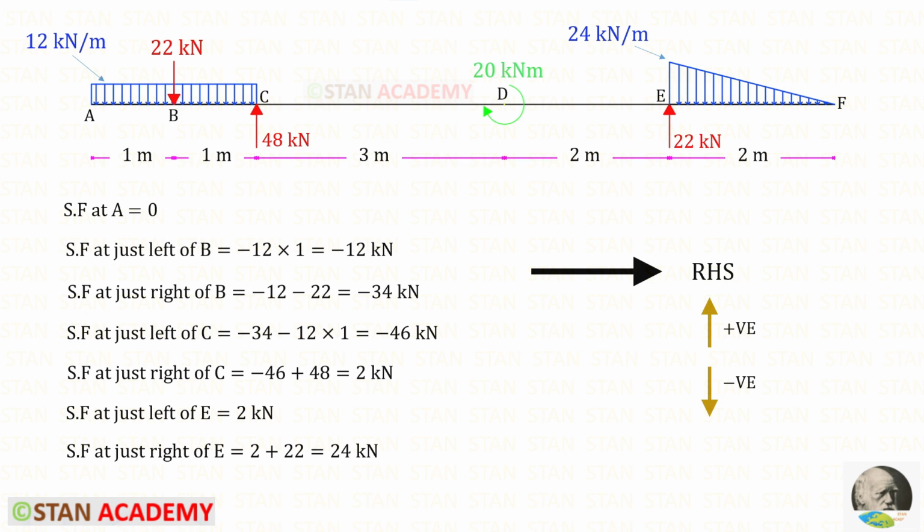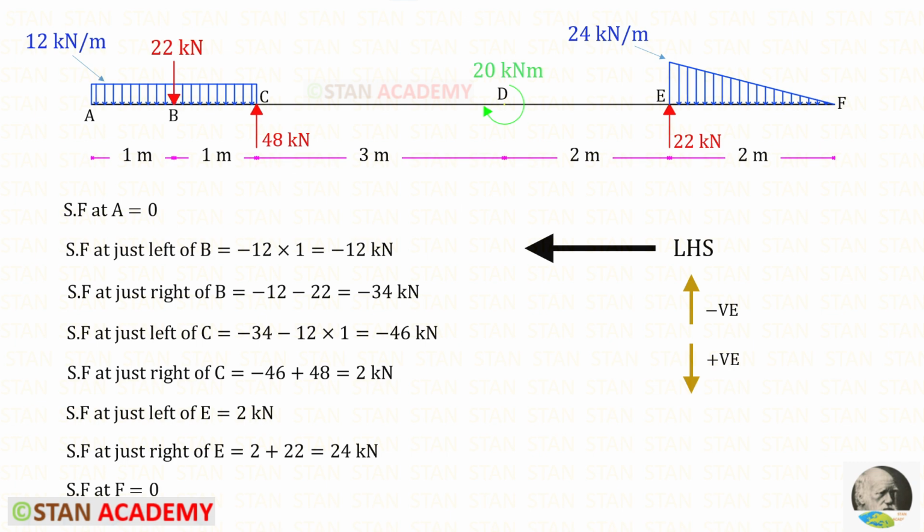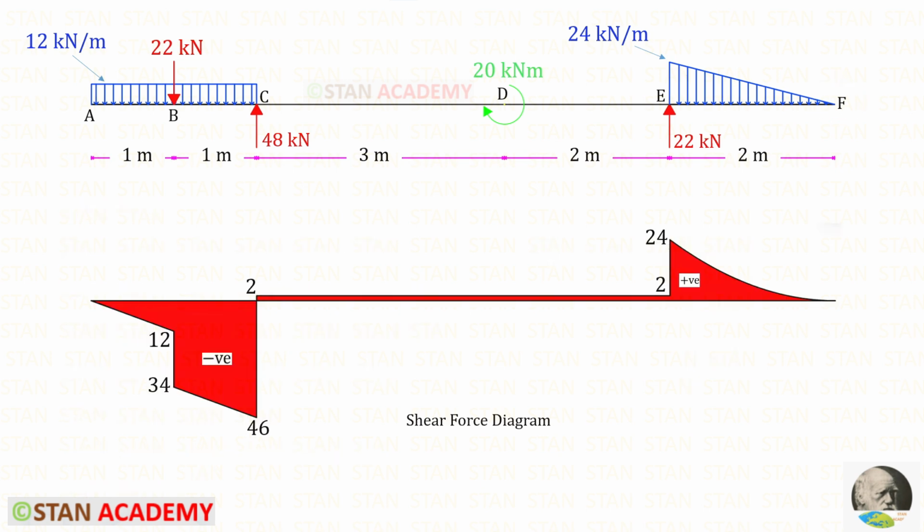Shear force at just left of E also will be 2 kN. To find the shear force at just right of E, with this we have to add this. It is acting upwards, so positive. In this way we will get 24 kN. To find the shear force at EF, let us use the left hand side rule. Anyway, the shear force at F will be 0. Here you can see the shear force diagram.